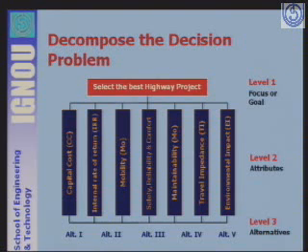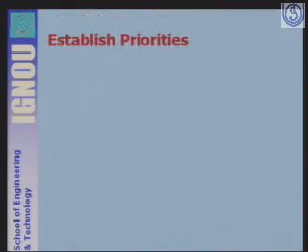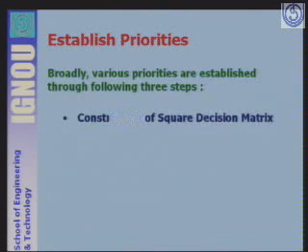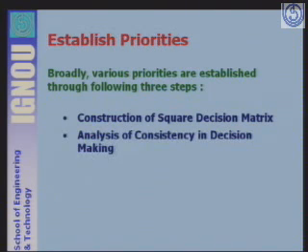So this is the first step which we have done, that we have to decompose the problem in a hierarchical form. So this has been done, and the top, select the best highway project, is nothing but the objective of our problem. Now we have to establish the priorities. Now for establishing the priorities, broadly we do the things in 3 steps. First is the construction of a square decision matrix, then analysis of consistency in decision making, which I told is a special feature attached to this technique where you can even find out the consistency of the decision maker.